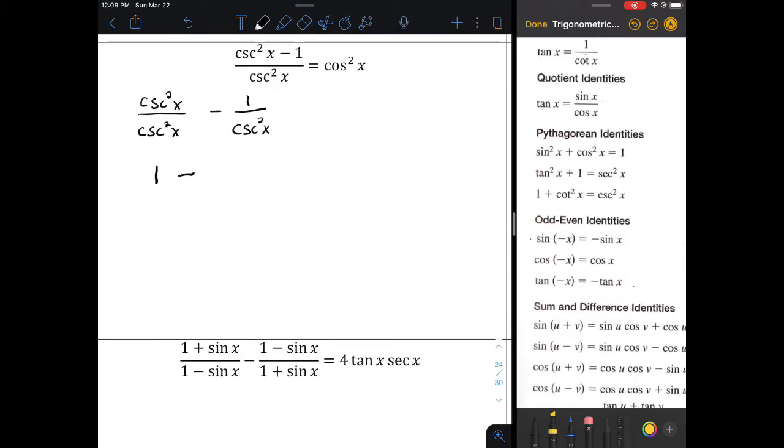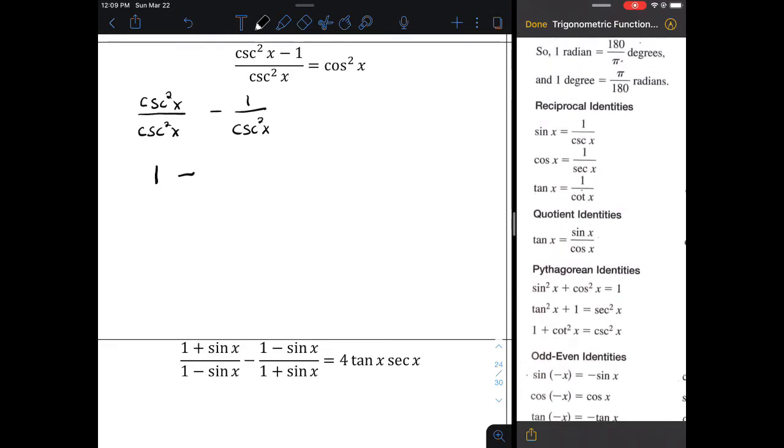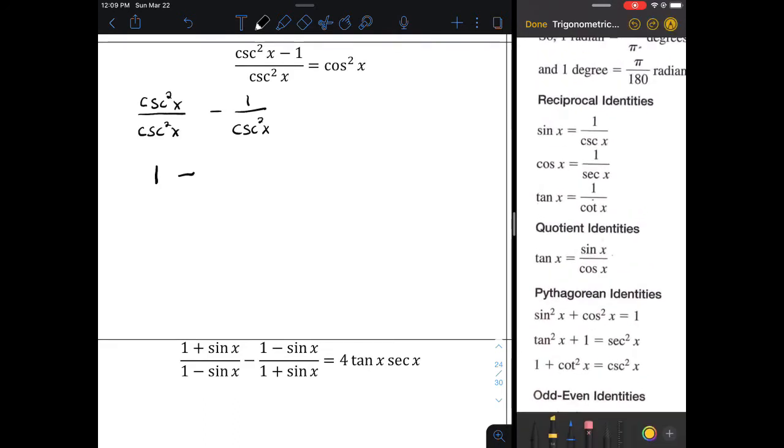1 over cosecant squared. Now, we got to go back and think about what is 1 over cosecant? Well, 1 over cosecant is sine. So, I'm going to replace 1 over cosecant squared with sine squared x. And then now we'll go through and say, all right, well, 1 minus sine squared x, that should be something.